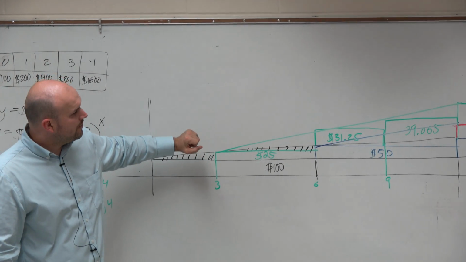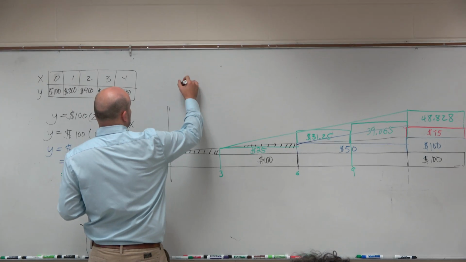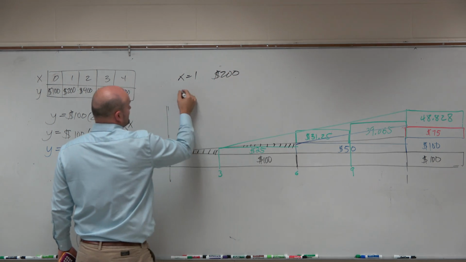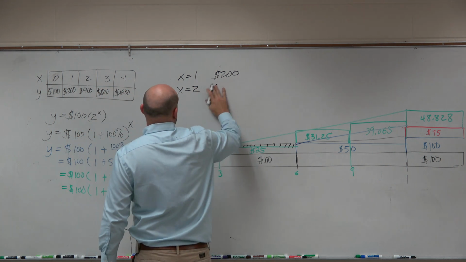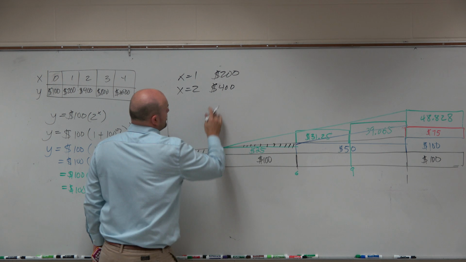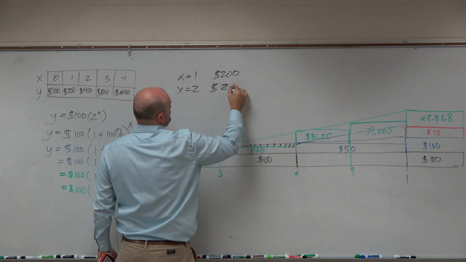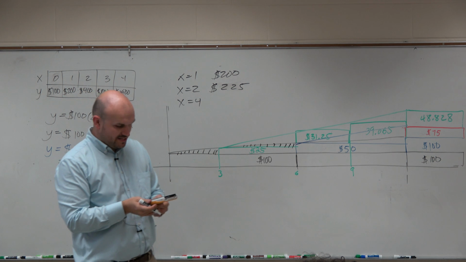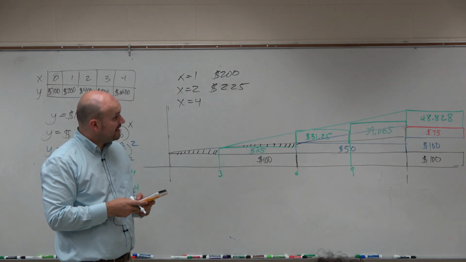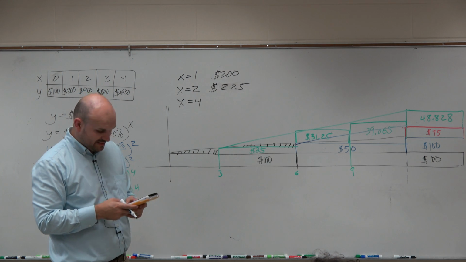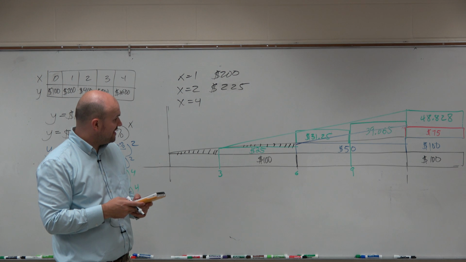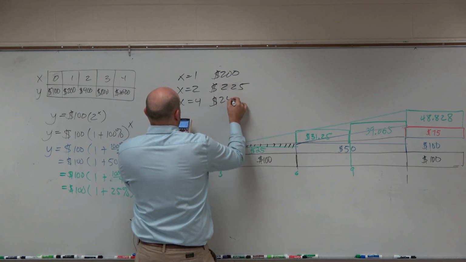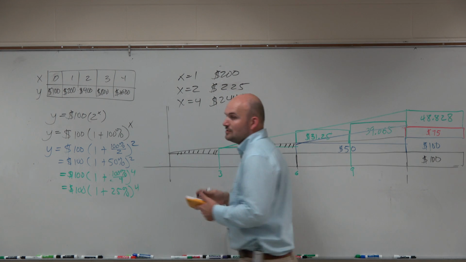So if we take this into a list, if we only compounded once a year, so x equals 1, we end up with $200. When x equals 2, we end up having 225. And then when x equals 4, that's going to be 48.828 plus 39.065 plus 31.25 plus 25 plus 100. And that equals 244.143.